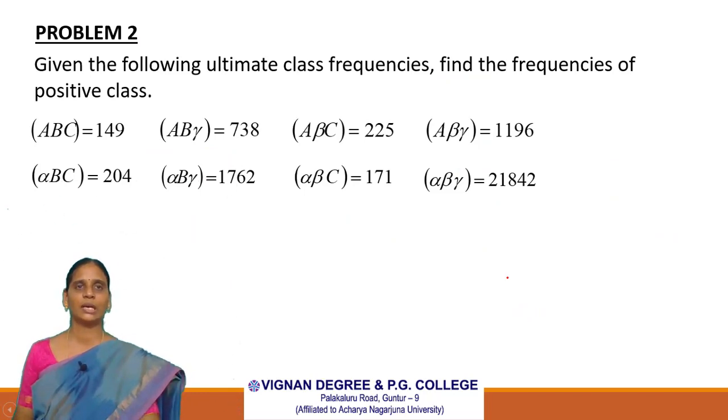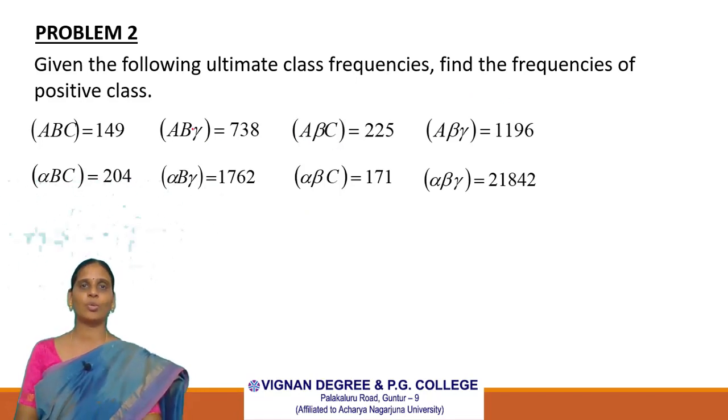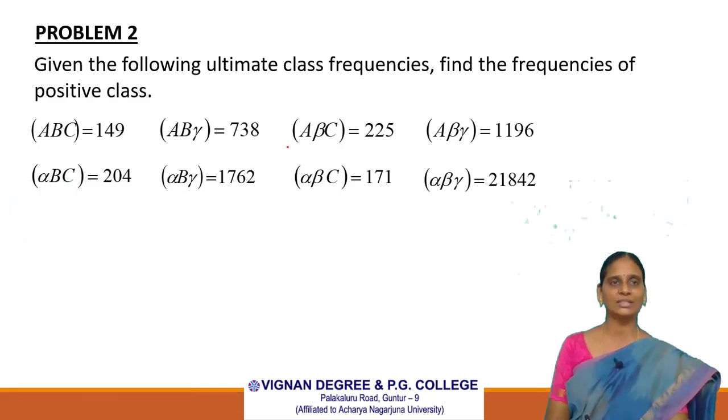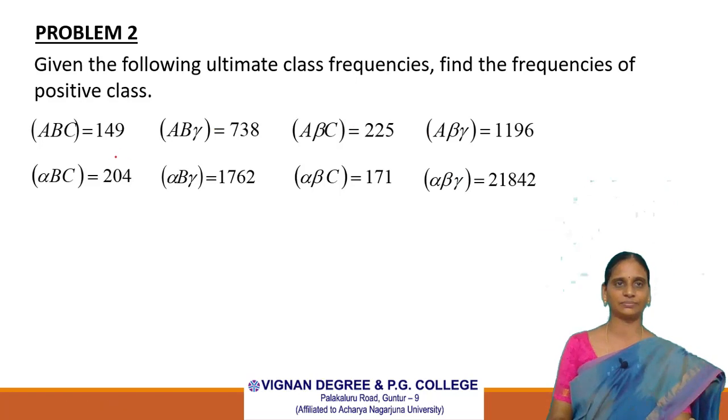Coming to the second problem: given the following ultimate class frequencies, find the frequencies of positive classes. Ultimate class frequencies means higher order class frequencies. So we have to find out the frequencies of only positive classes. Here in this problem we are given three attributes. In the three attributes case, the number of positive class frequencies is 2 to the power of 3, that is equal to 8 positive class frequencies.